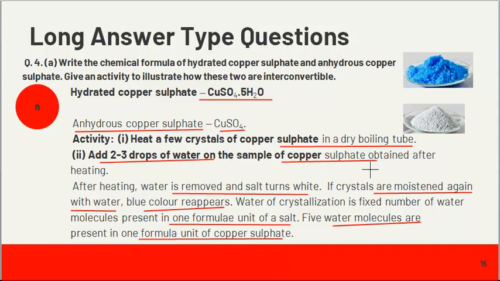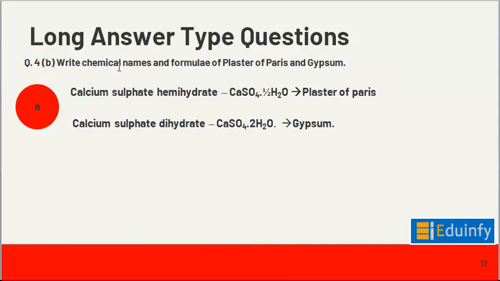Next question is, write the chemical names and formula of plaster of Paris and gypsum. Calcium sulfate with half molecule of water, that is plaster of Paris, and calcium sulfate dihydrate, that is calcium sulfate with 2 molecules of water, is gypsum. So these are the chemical names of plaster of Paris and gypsum.